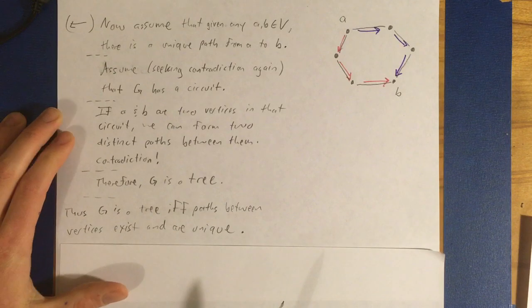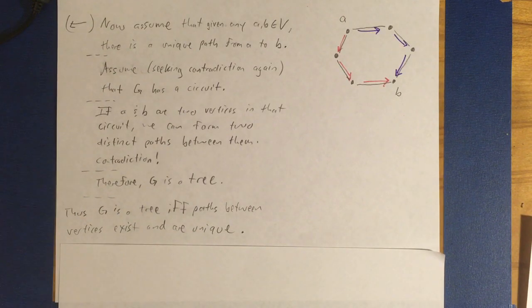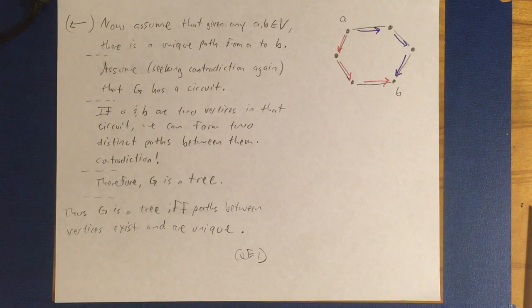So, we can wrap that all up now that we've done both directions and say, thus, G is a tree if and only if paths between vertices both exist and are unique. Here we go.